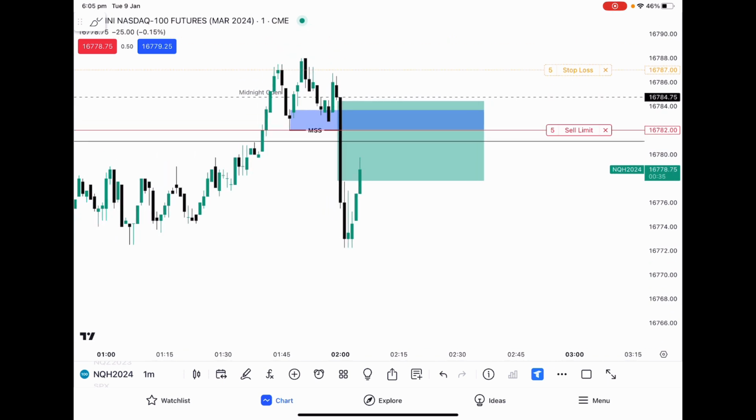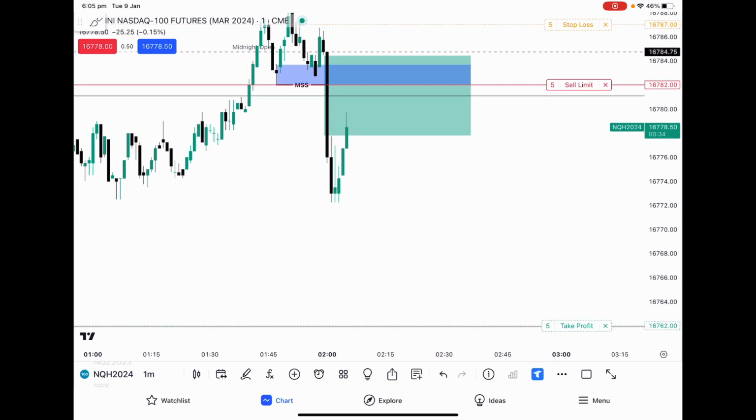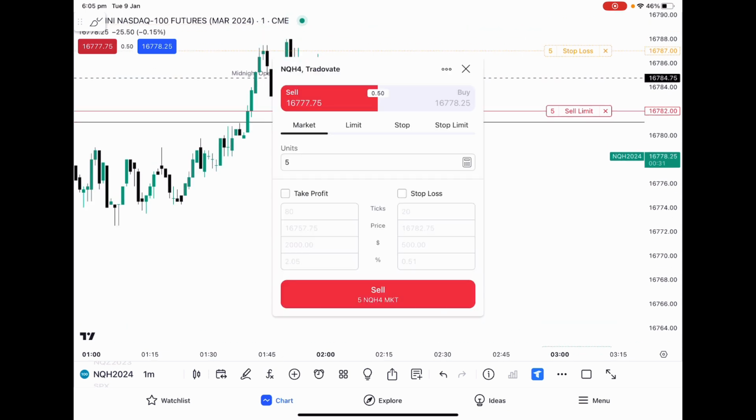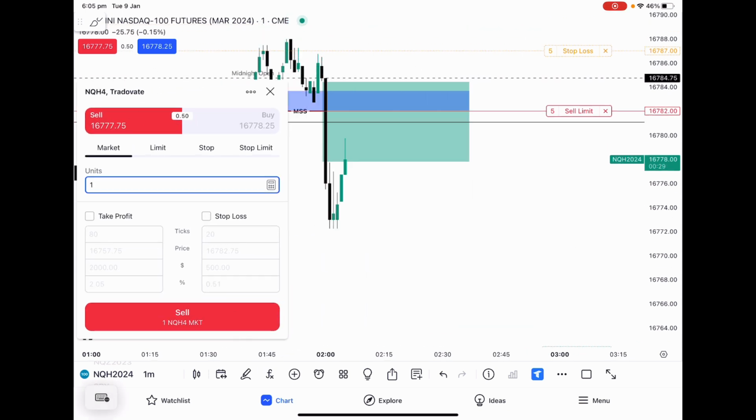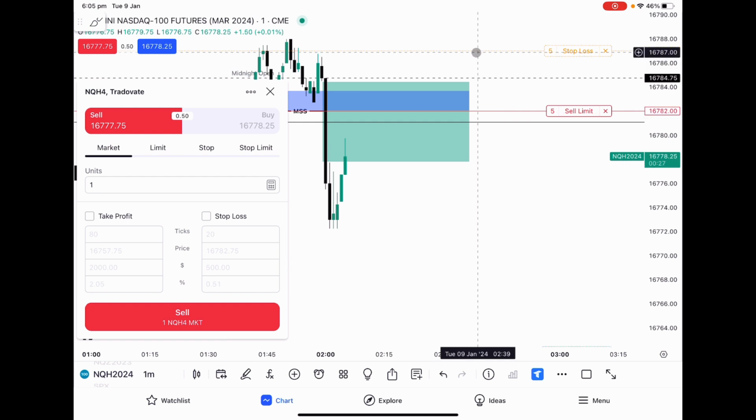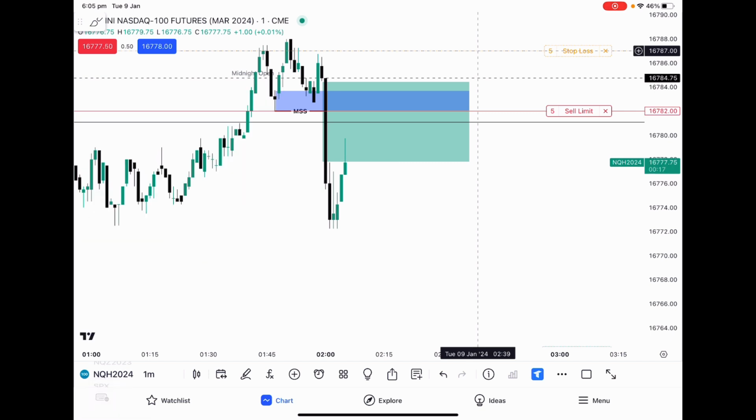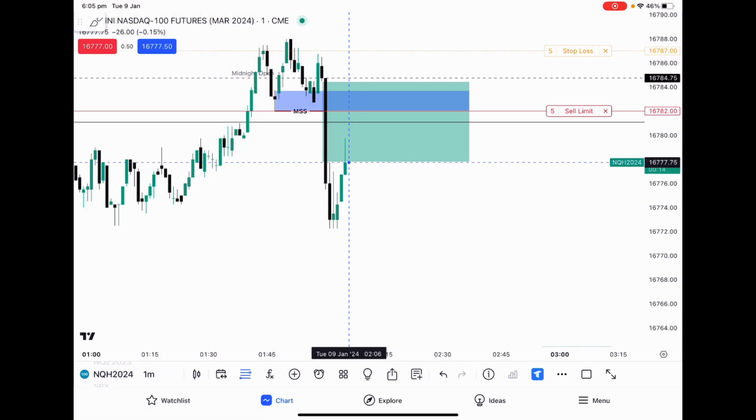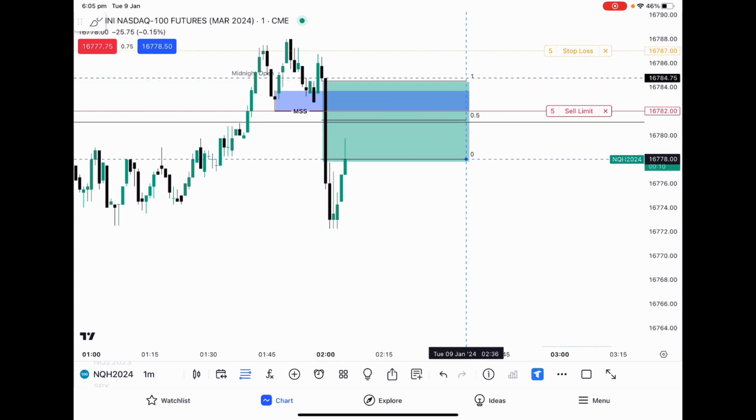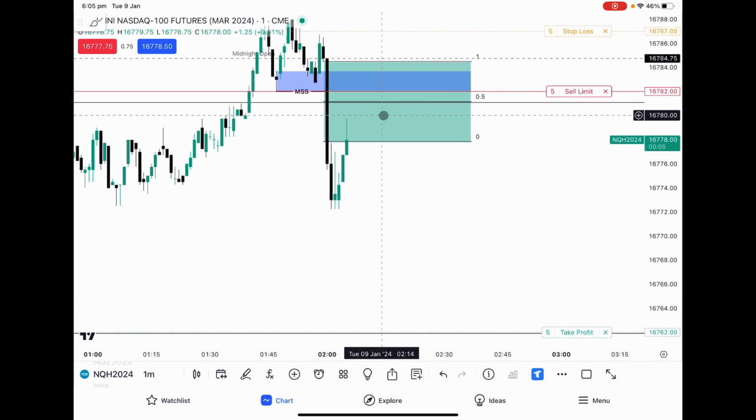If we don't get tagged into this breaker block, then it's completely fine, right? So what I'm going to do is add in 1 contract here with my stop loss at that position, right? Just seeing how this candle closes, 16787, which is $185. We're just going to see how this candle closes first. And what I might do is measure out the consequent encroachment of this fair value gap here, right? So we're going to see how we react at this level.